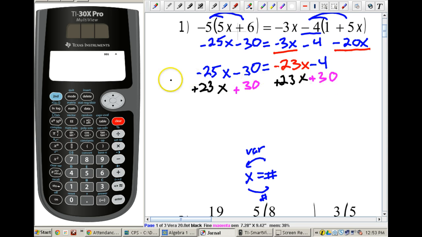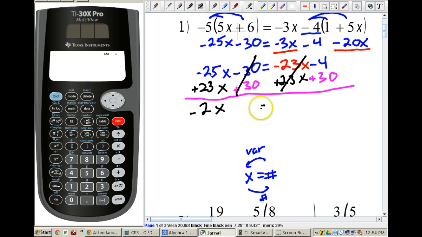Notice how I did this in the same step. I did the variables and numbers all together. It's a good idea. Notice how the variables are lined up, numbers are lined up. So negative 30 plus 30, 0. Negative 23x plus 23x, 0. Negative 25x plus 23x. Okay, what is that? Negative 25 plus 23 is? Negative 4 plus 30? 26. And divide.